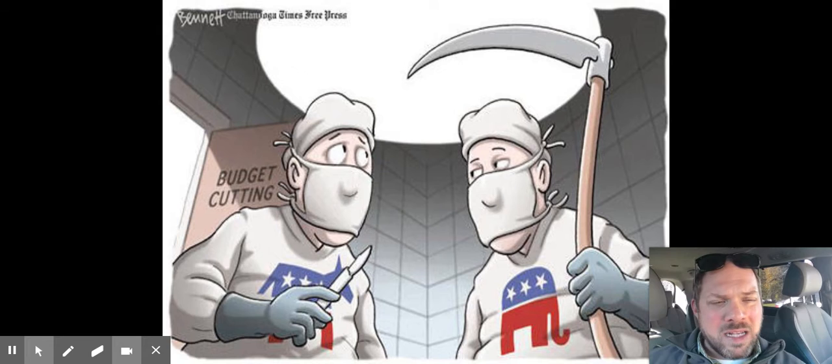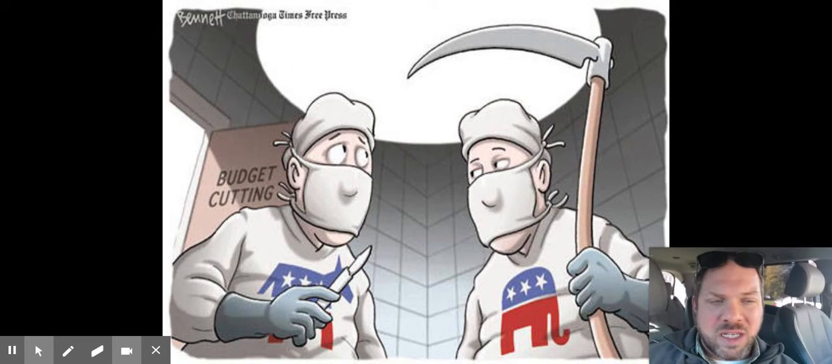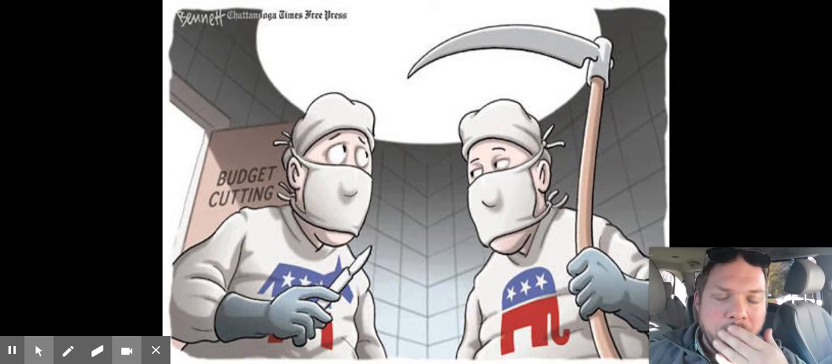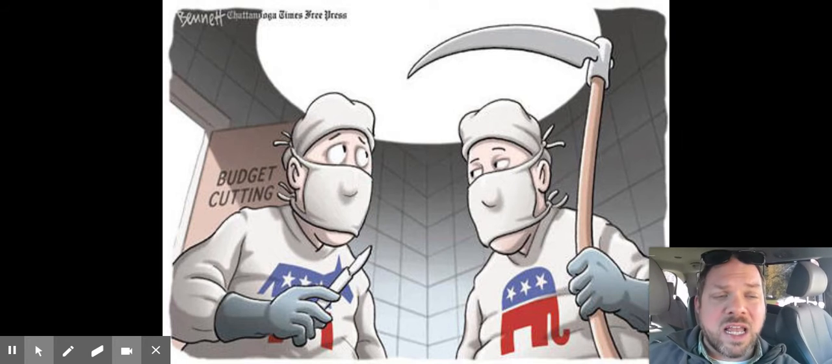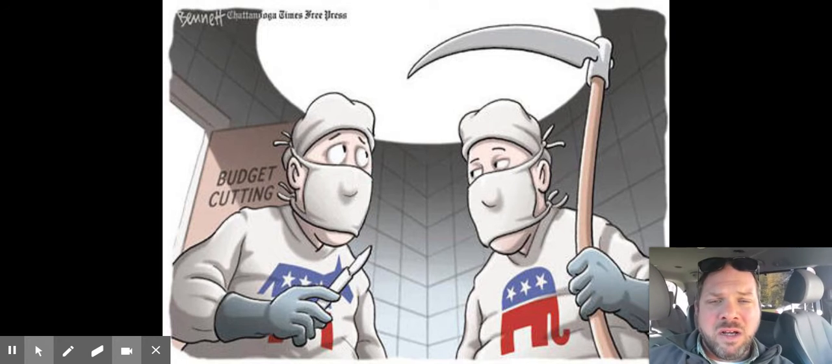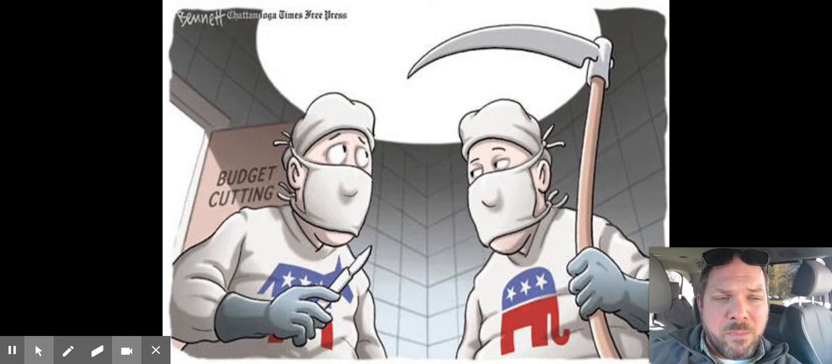So is there bias in this cartoon? Yes, there's some. I would say it's bias towards the Democrats and against the Republicans, because they cut too much out of the budget.